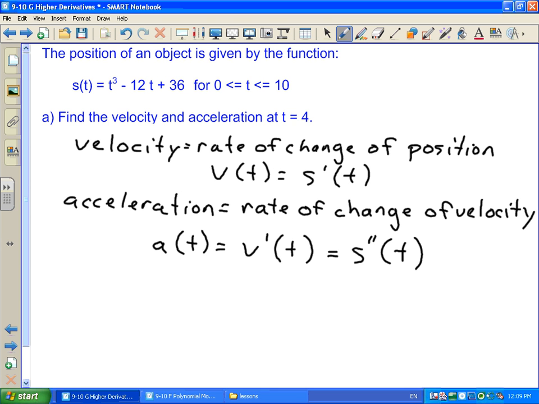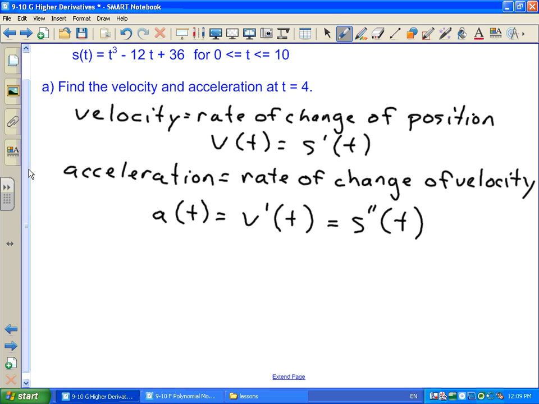Okay. So to answer this question here, we need to find our velocity function and our acceleration function. Our velocity function, we're just going to take the derivative of our position function. So that's going to be 3t squared minus 12. And if we want the velocity at time 4, we just sub in 4 here, and we get 36.